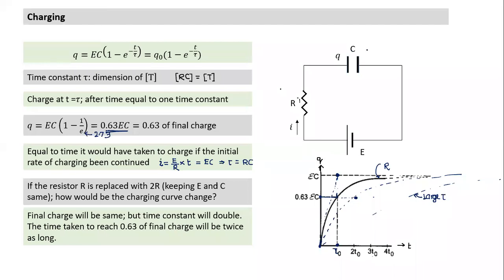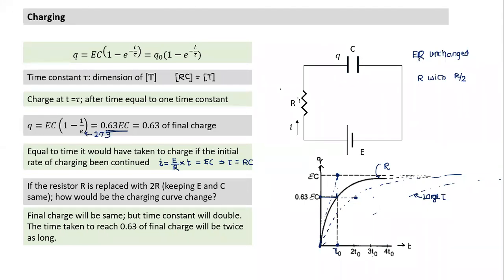What will happen if I replace C by 2, keeping R same? So I'm keeping E and R the same, and this is unchanged. And this time I'm replacing R with R by 2. What will happen, Anish? Can you tell me what would happen if I replace resistance with R by 2? E and R are unchanged, sir.